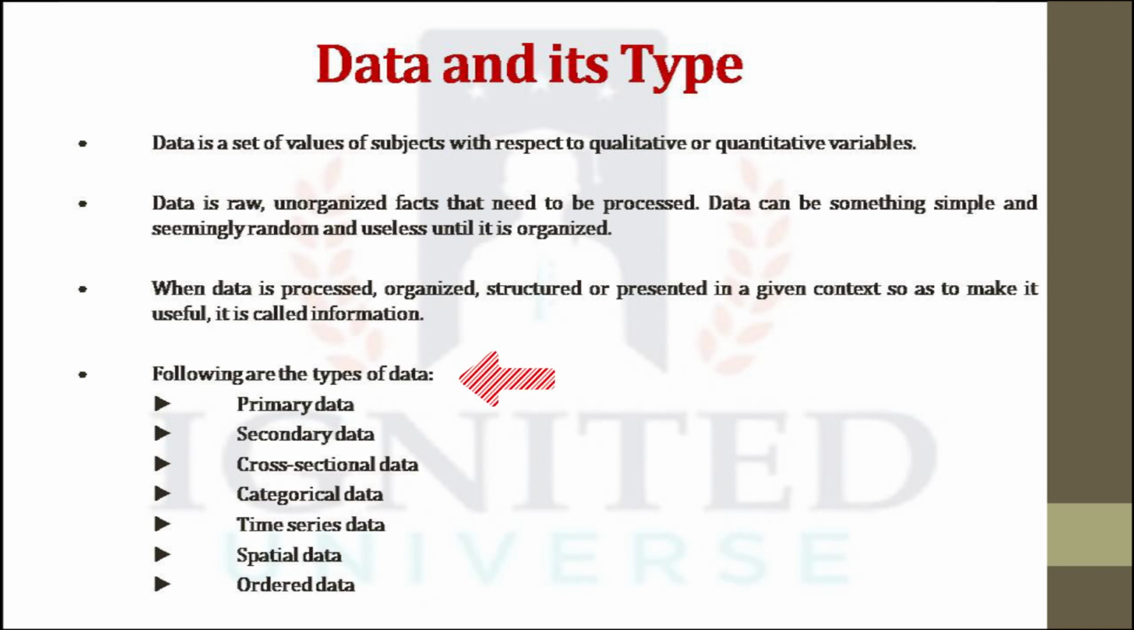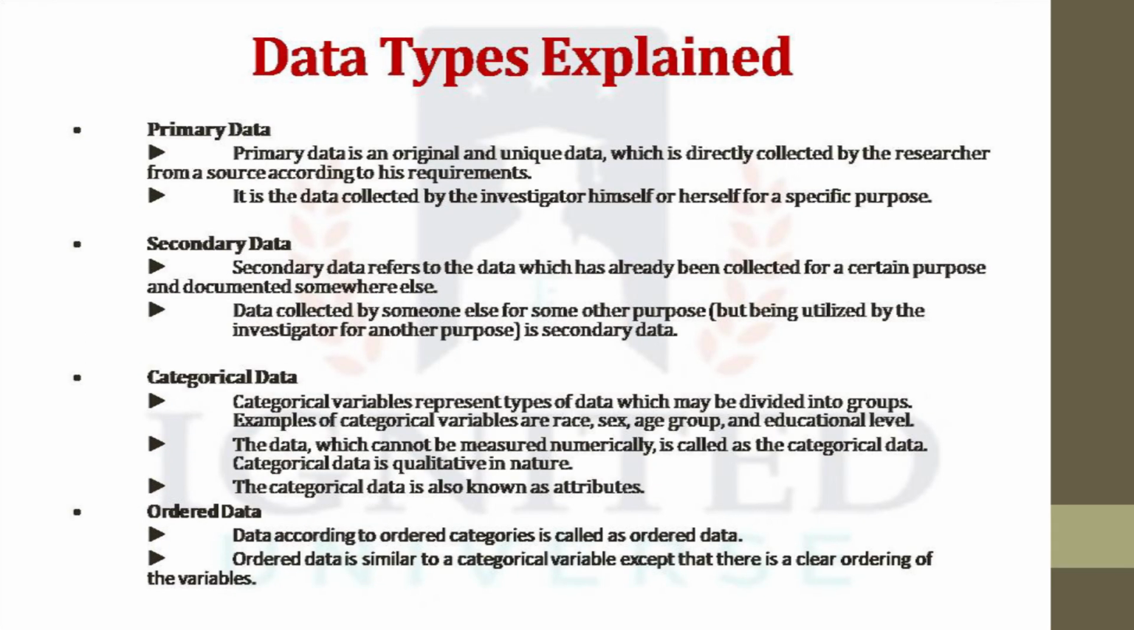Following are the types of data that we will be taking up in questionnaire analysis. We have primary data, secondary data, cross-sectional data, categorical data, time series data, spatial data, ordered data. We'll move on to these one by one. So let's start with the data type explanations. The first data type is the primary data.